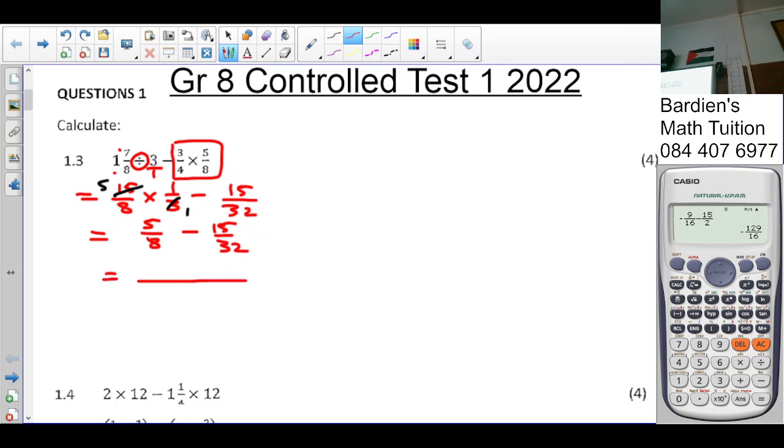What's the LCM here? 32. So the sum is multiplied by 4. So it's going to give you 20 minus, you times by 1, 15. What's 20 minus 15? 5. Okay. Do you guys understand? Okay.